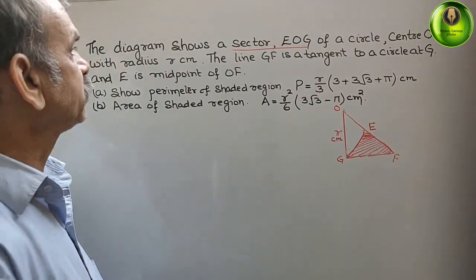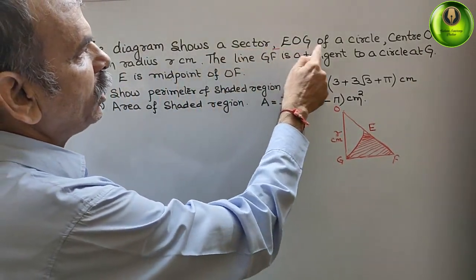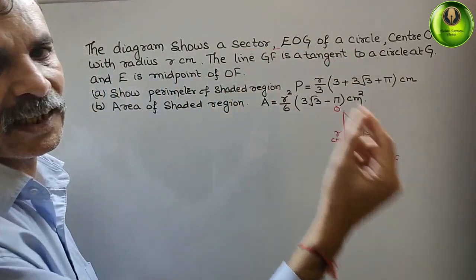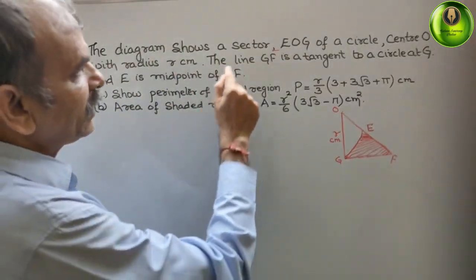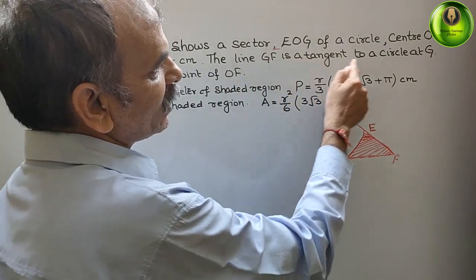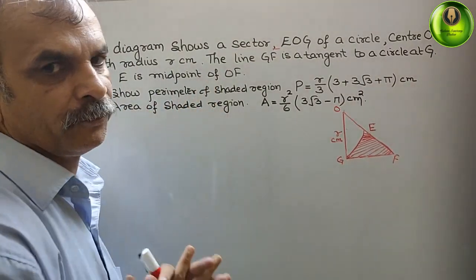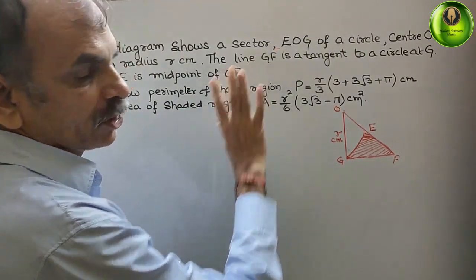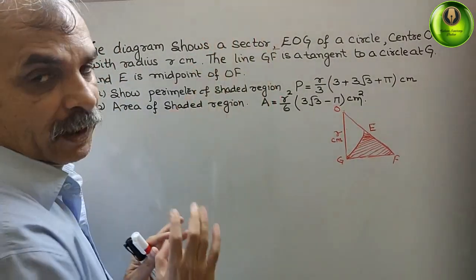Your question is, the diagram shows a sector EOG of a circle with center O, with radius r centimeter. The line GF is a tangent to the circle at G and E is the midpoint of OF. Then they have given two questions. Now we have to understand what they have given.